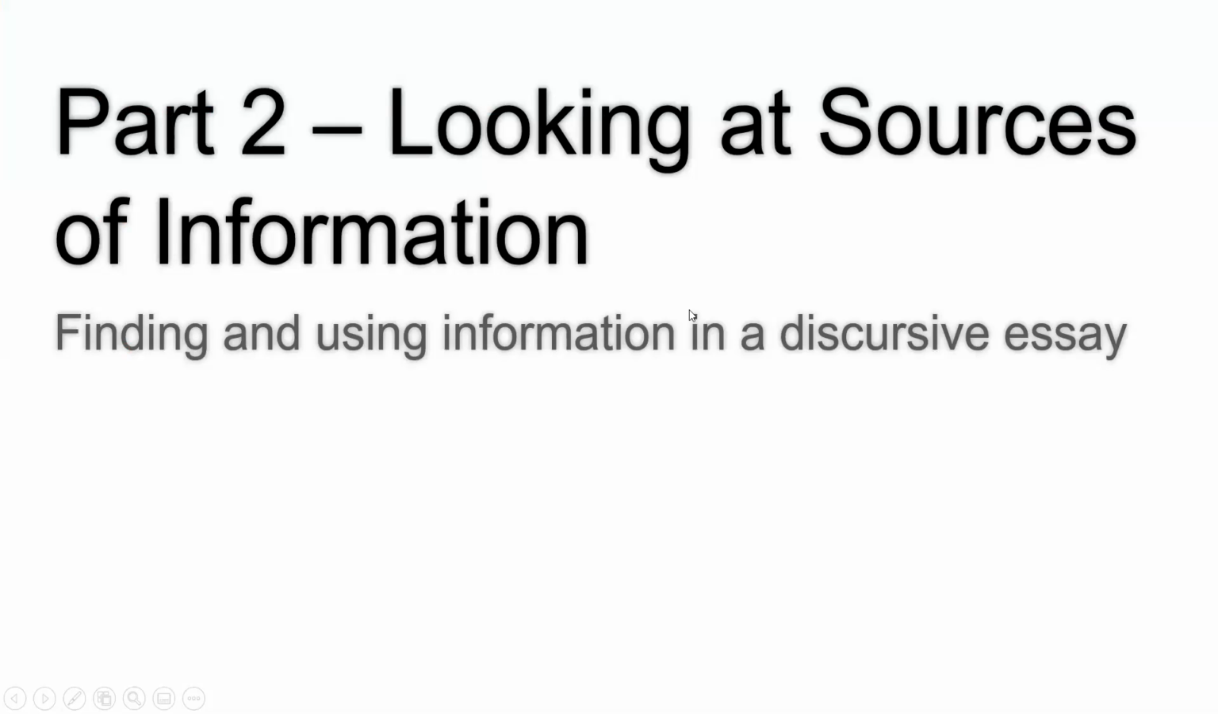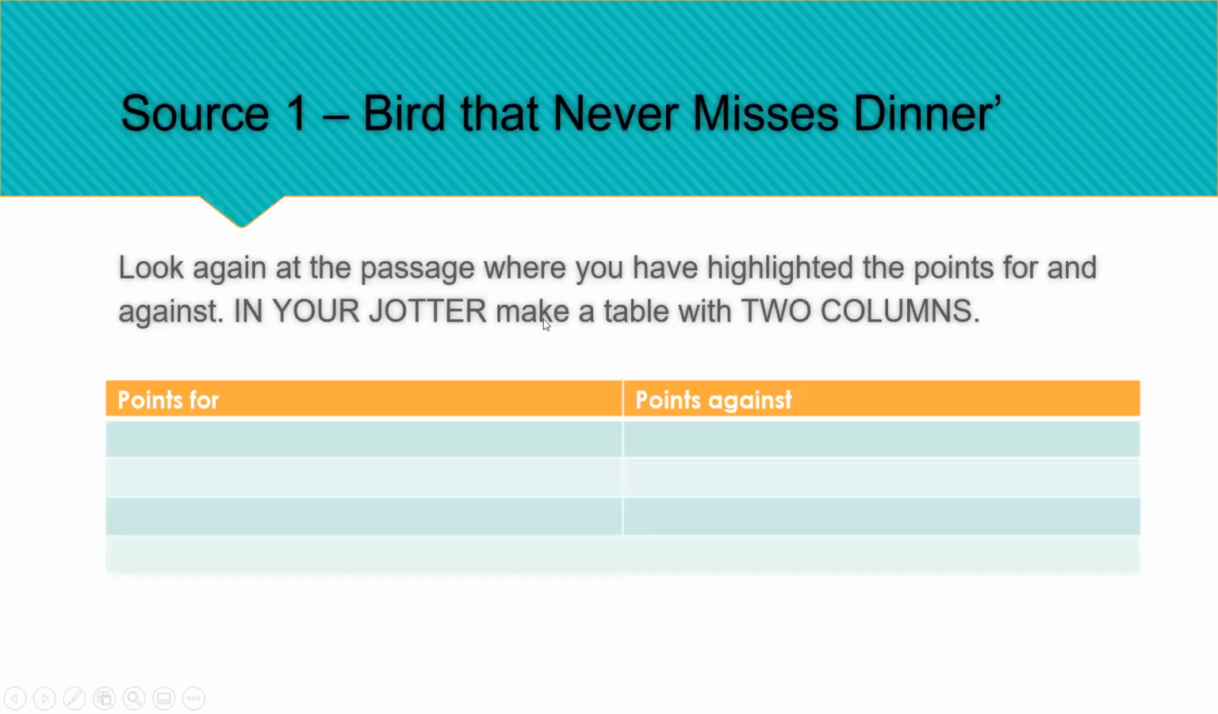Now, here's the important part for today. You need to make sure you have your notes from the sources so that when we begin writing the essay next week, you'll know what you're doing. So, the first thing we did was you read the close reading, Bird That Never Misses Dinner. That's online for you, so you should be able to have another read through it. And you should have made your points, the points for and the points against. You should have a table in your jotter with those notes on it. If you don't have that, you need to let me know.